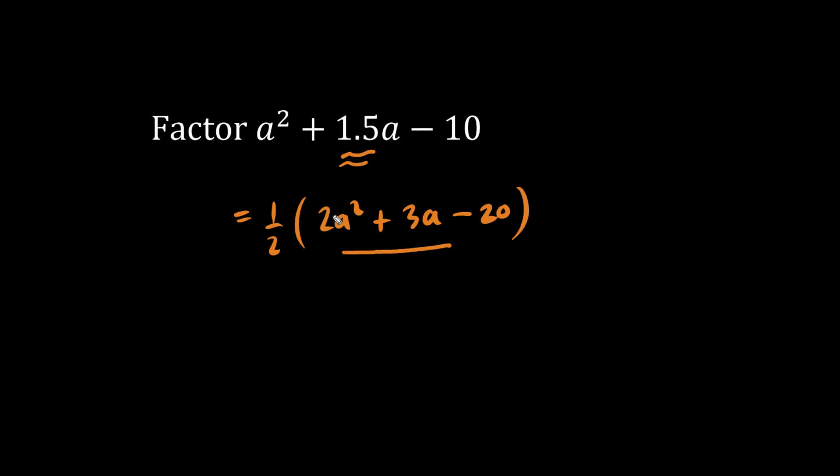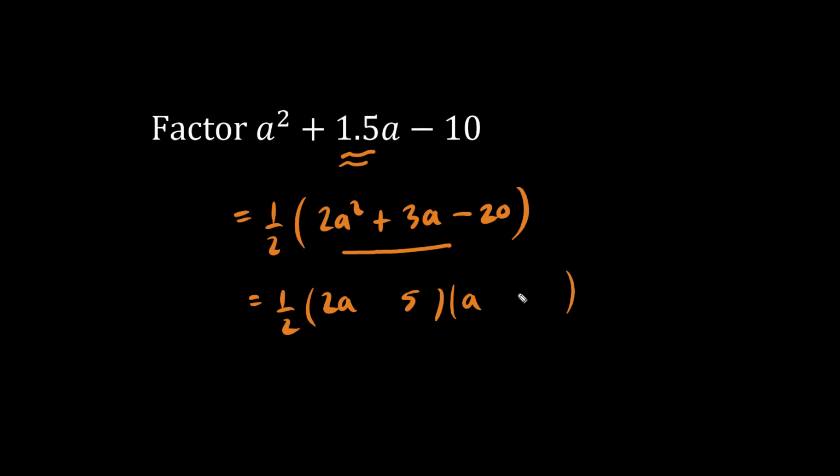And the question is, can we factor this trinomial where the coefficient is not 1? And let's try guessing. We have 2a times a is 2a squared. And what times what is negative 20?